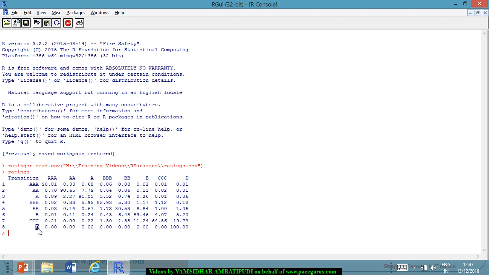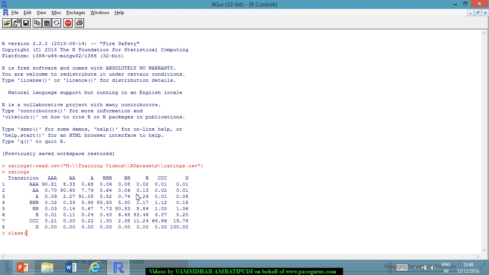A company which has already defaulted cannot come back to any other rating. So there is a 100% chance that it will lie in the default itself. This kind of matrix is typically called a transition matrix. First of all, it should be in a matrix form.